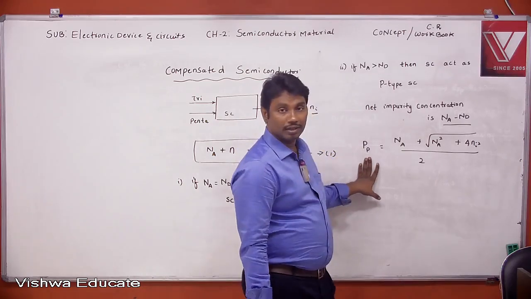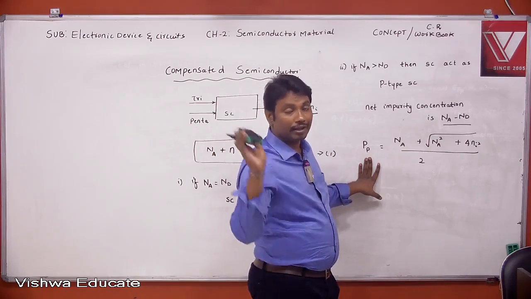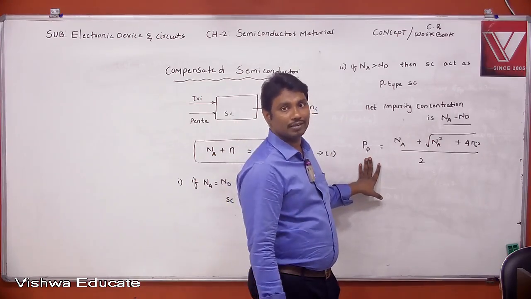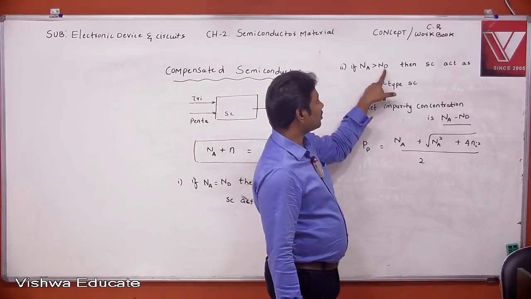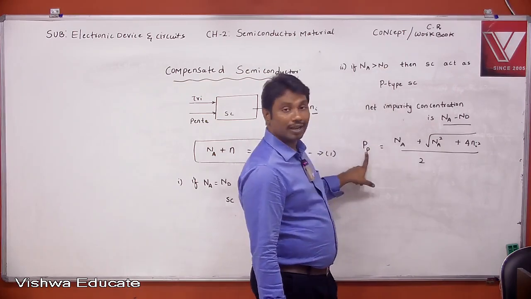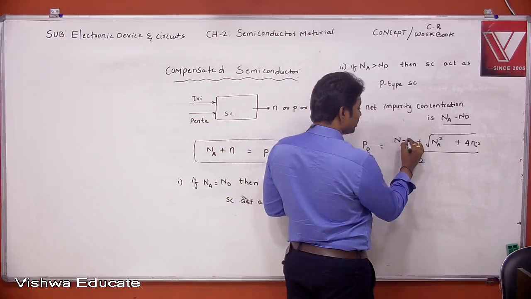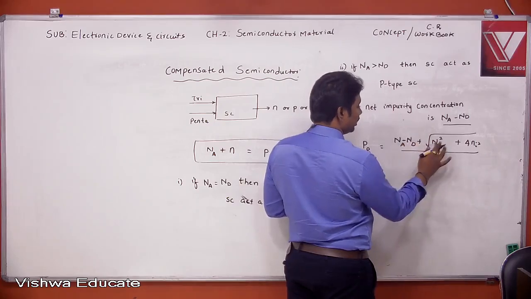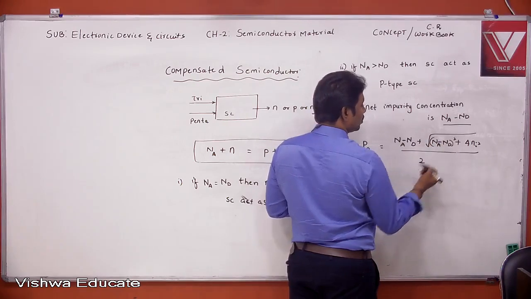This is what actually, if the semiconductor is doped with only trivalent. But what is my semiconductor? Compensated semiconductor, right? That means my semiconductor is doped with both acceptor as well as donor. But what is the condition? Na is greater than Nd. Then how to calculate the hole concentration? Same, just Na is replaced with Na minus Nd. This one also replaced with Na minus Nd whole square.